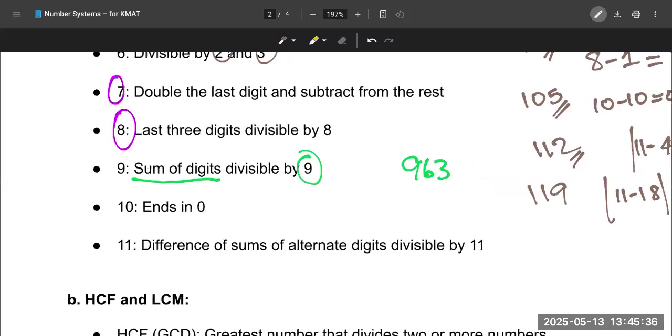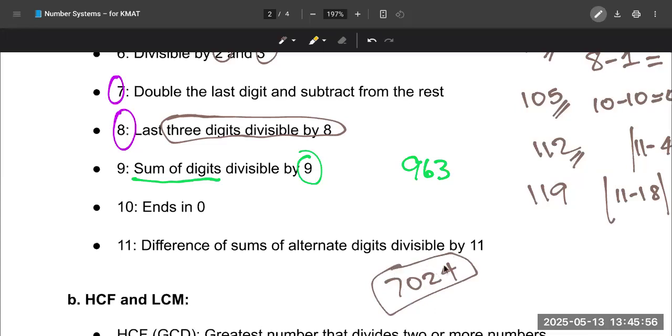A number is divisible by 8 when the last three digits are divisible by 8. That means 7024 is divisible by 8 because 024 is divisible by 8.